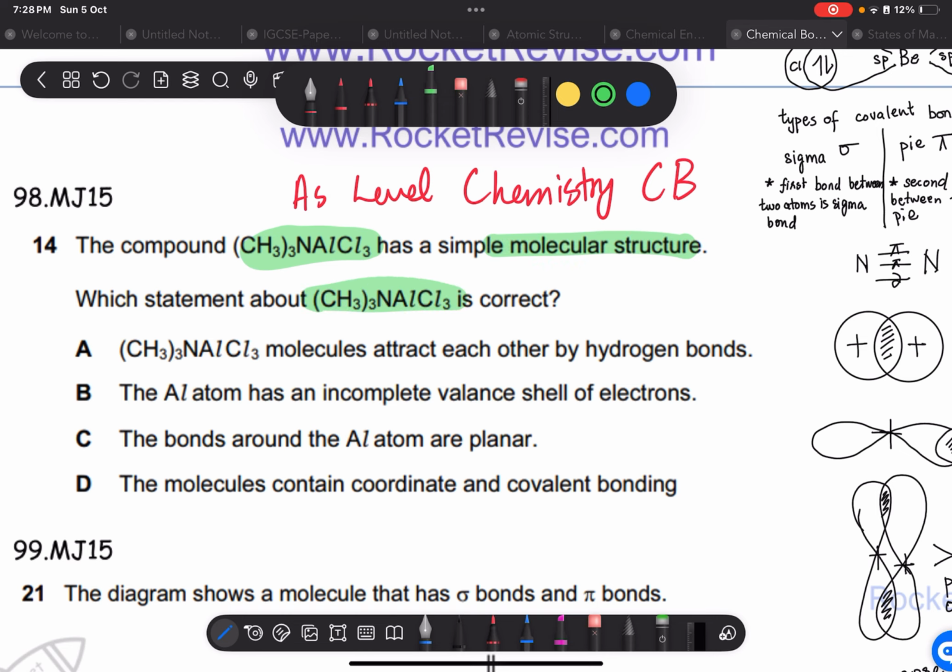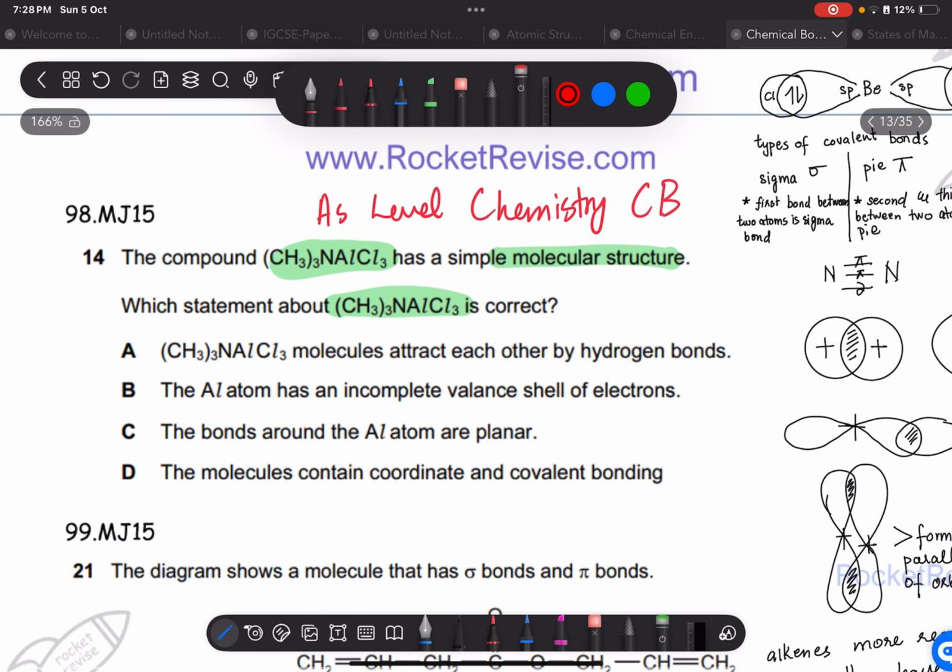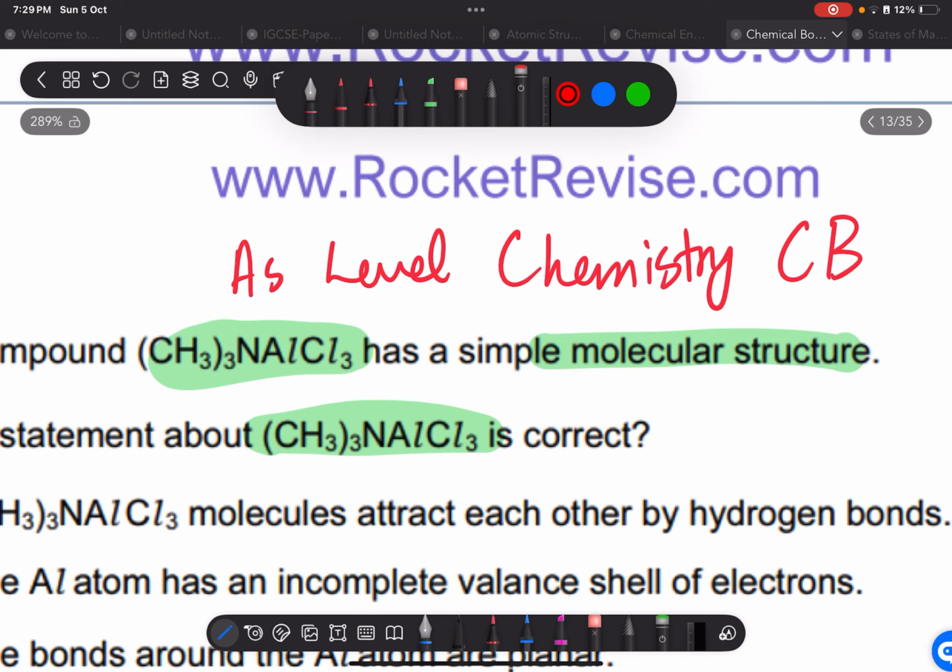Okay, first to understand which statement is correct, this question is one of the trickiest in the history of chemical bonding, and you have to understand the structure before answering it. You cannot answer the question unless you understand the structure, and the structure itself seems quite complicated. We need to break it down. Okay, let's break it down.